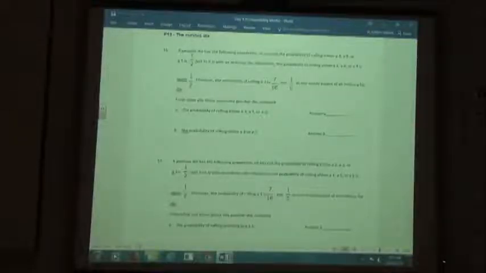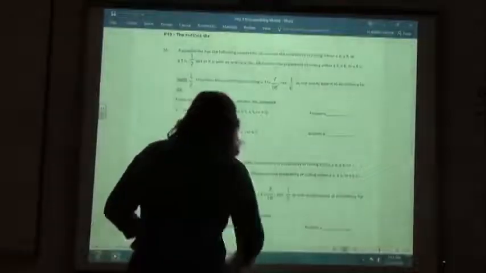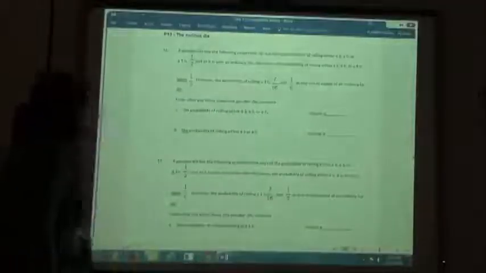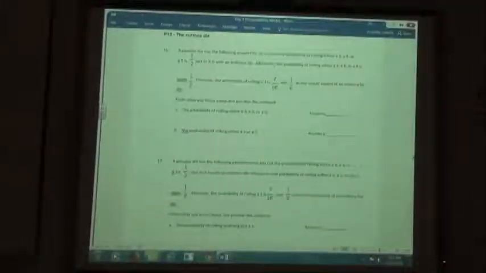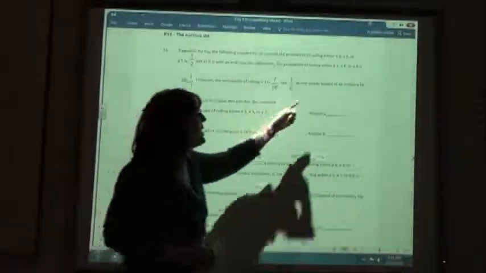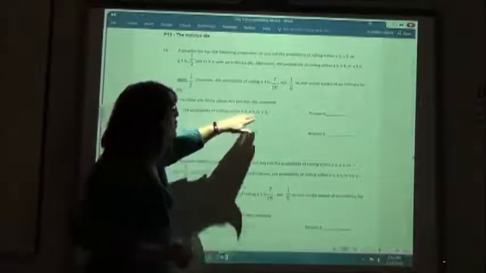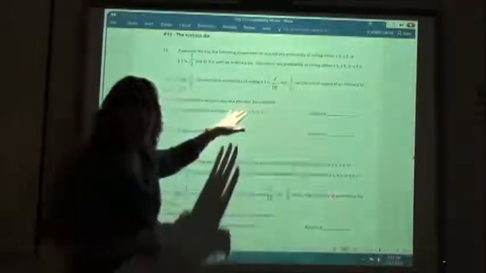From what we know about this peculiar die, what's the probability of rolling either a 3, a 5, or a 2? So if I look at my choices here, this one has a 3, 5, or a 1. This one has a 1, 6, or a 4. Notice that those are the total opposites of these three right here.